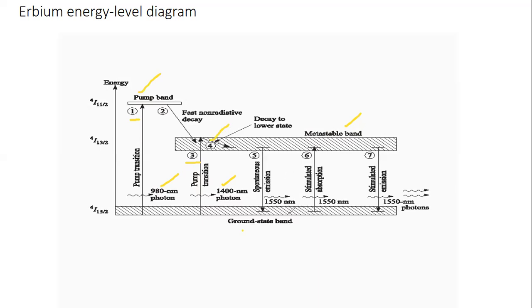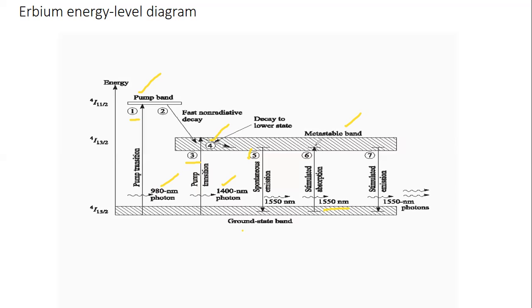Now next, a few electrons decay to the ground state band. Electrons occupying this metastable band decay to the lower energy state, the ground state, and this is the spontaneous emission, that is transition 5. Now a few photons are absorbed by the electrons in the ground state and get excited to the metastable band. This is termed stimulated absorption, where the photons are absorbed by the electrons of the ground state.